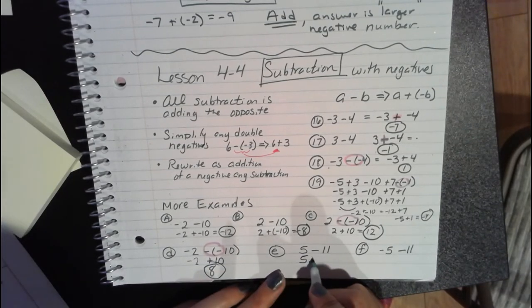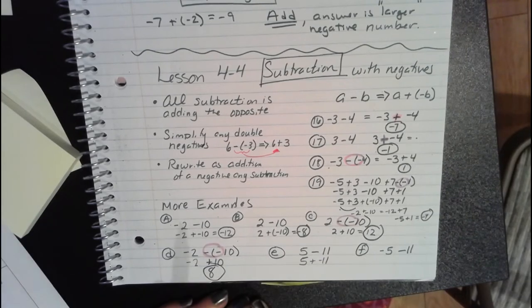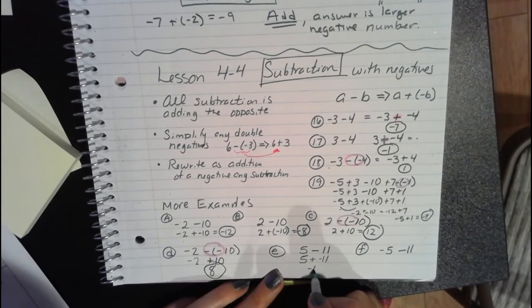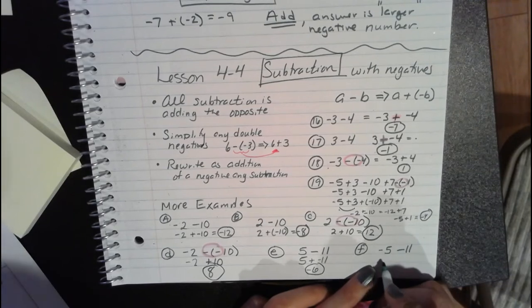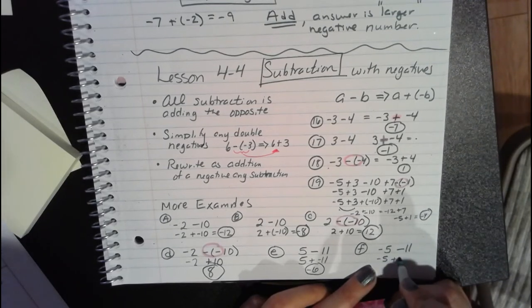Keep the first one. Make this -11. So that's -6. Keep the first one. Make that -11.